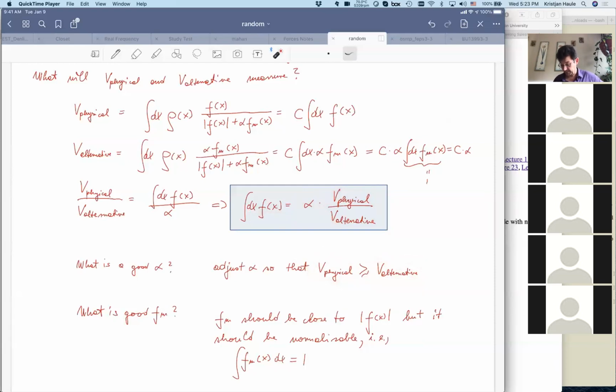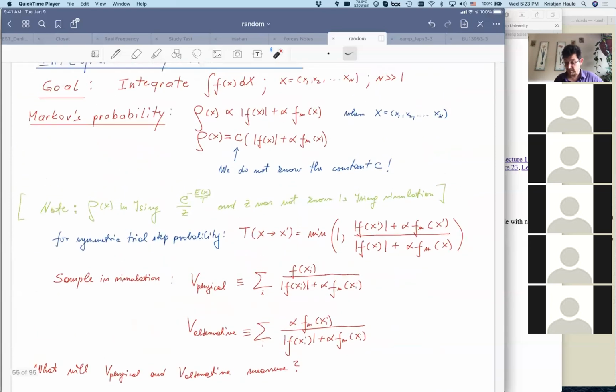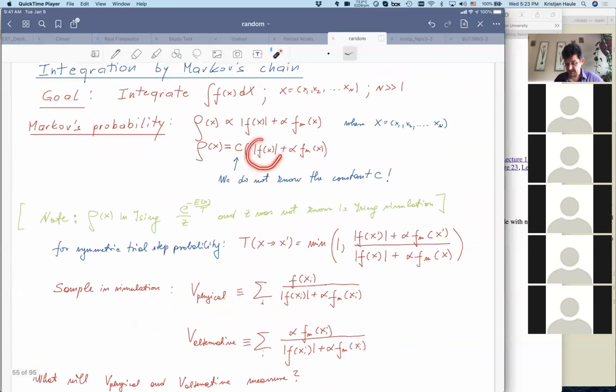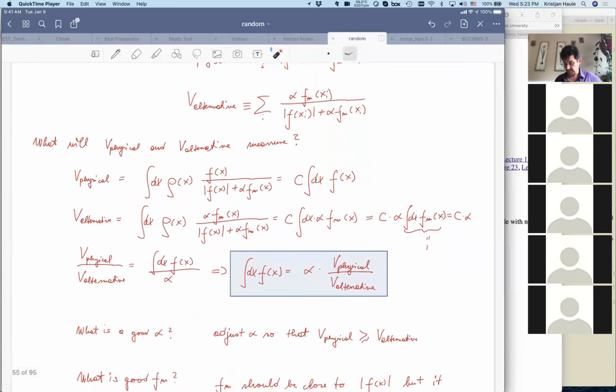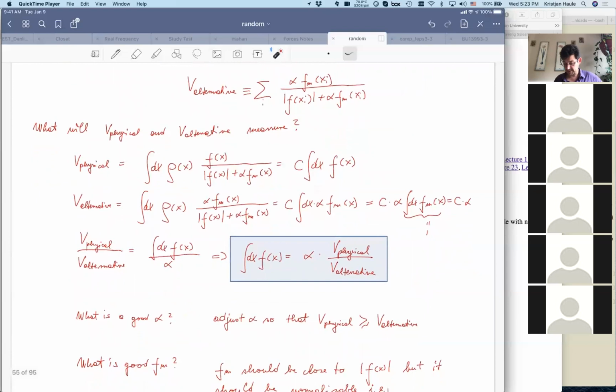Now, again, the reason that we want these two to be of the same order of magnitude, or maybe physical slightly bigger, is because we want to move in the space in which the absolute value of the function is large, rather than the space in which the fake function is large. We need to go a little bit into the space where the fake function is large, but we mostly want to be in the place where the real function we want to calculate is large. Okay, so I hope that this is now much more clear.